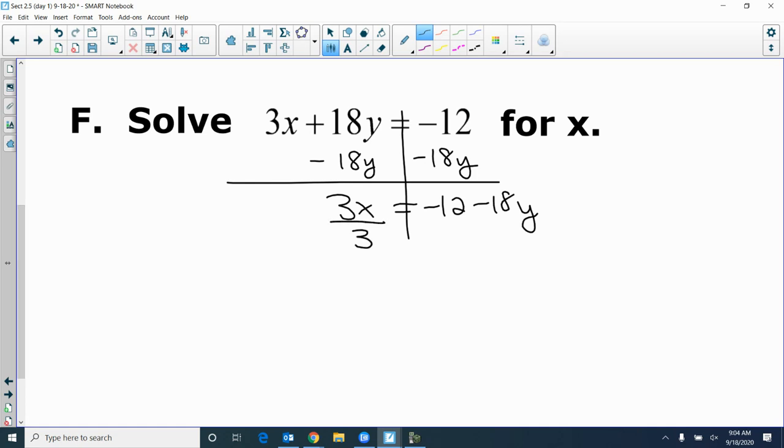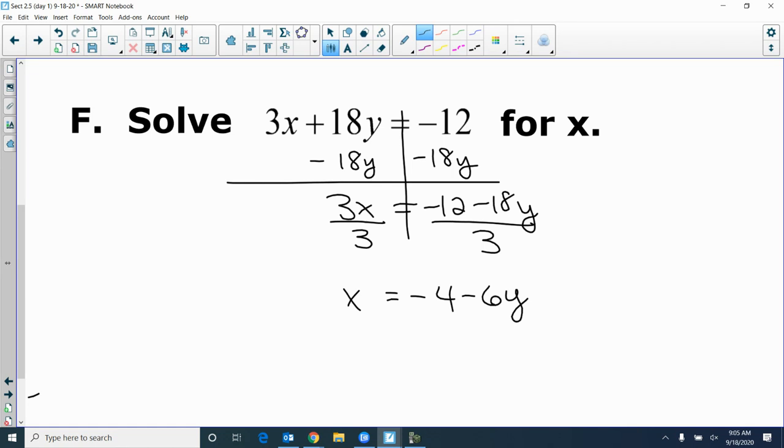Yep, divide 3, divide 3. Now, if you can take a look and you know it goes into them, you can go ahead and divide it without writing it down again. Does negative 12 go into 3? Or 3 go into negative 12? Yeah. Negative 4, right? And what about negative 18 divided by 3? What does that give us? Negative 6. So that's going to be our answer.